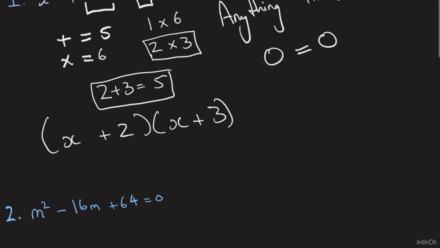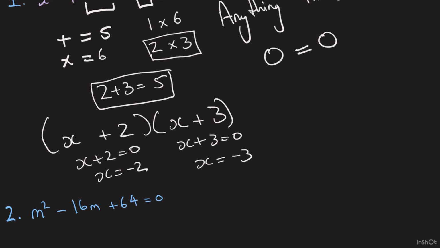So we want to make this bracket into 0, so just write the equation x plus 2 equals 0. That means x would have to equal minus 2. If we want to make this bracket equal 0, we have to write x plus 3 equals 0. Then we know x has to equal minus 3. So the solution for this equation is x equals minus 2, x equals minus 3.